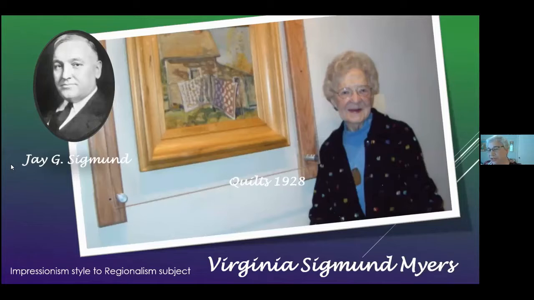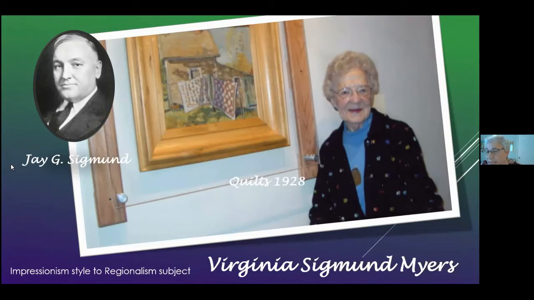Virginia, as she had me call her, even though she was in her 90s, gave me the story about this painting. Now realize this painting was just hanging on a wall in her house because her father-in-law, after J. Sigmund passed away, gave it to his son. And by this point, his son had passed away as well, and she had married somebody else and everything. But she still had this painting.